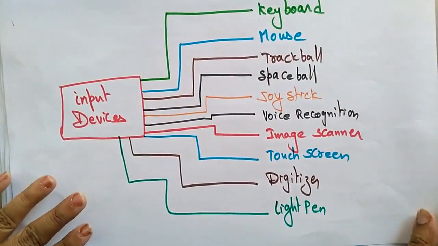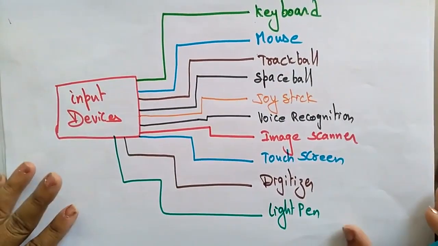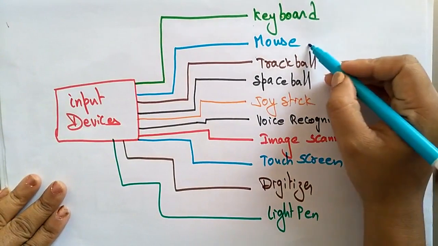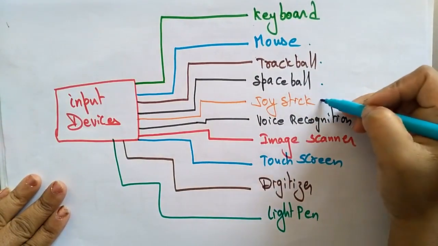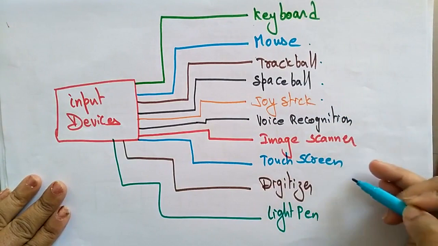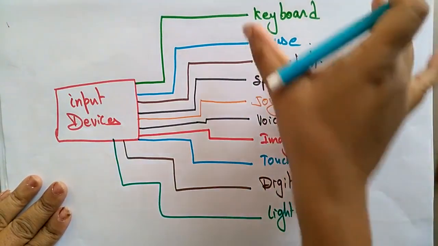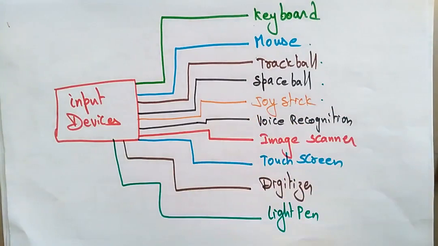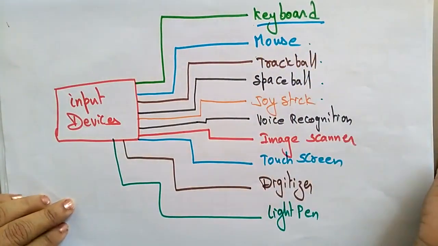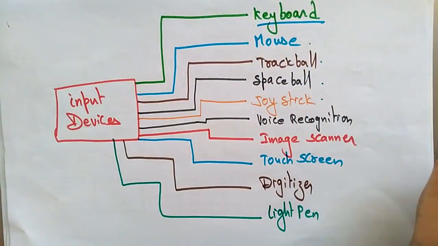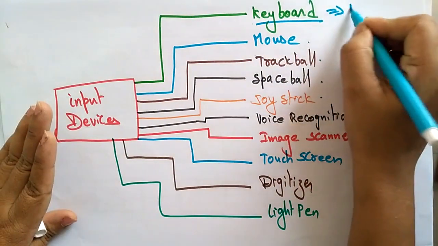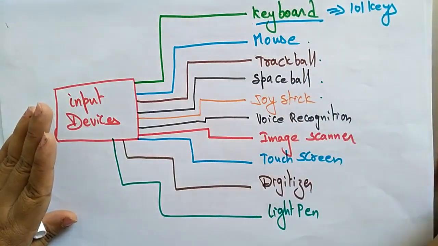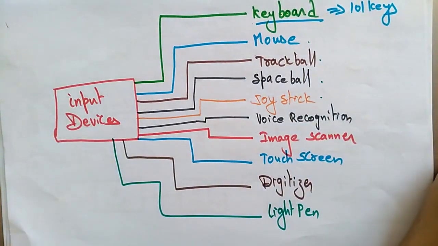Let me show you some of the input devices. Some of the input devices are the keyboard, mouse, trackball, spaceball, joystick, voice recognition, image scanner, touch screen, digitizer, light pen. I know you already know all these concepts, so let me recall a little bit. What is a keyboard? You already know the keyboard, which is the most commonly used input device. It has a total of 101 keys. So this is the most commonly used input device.